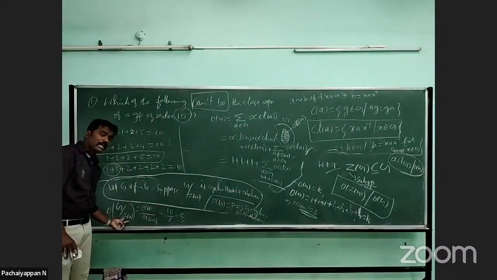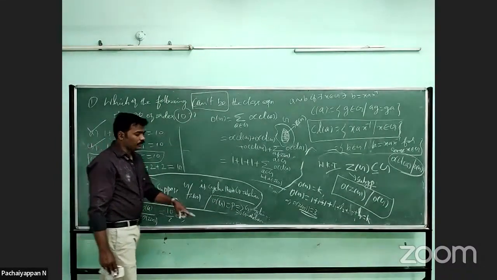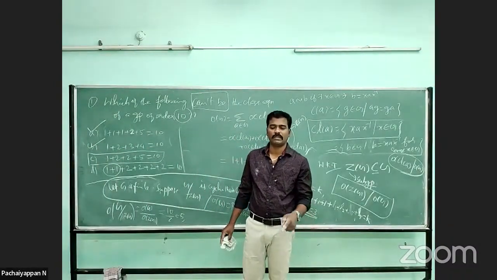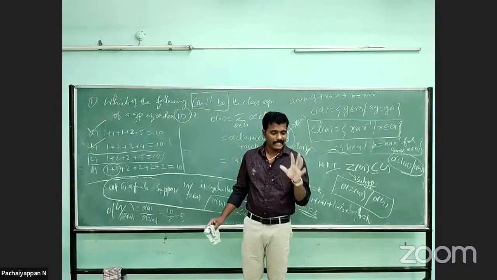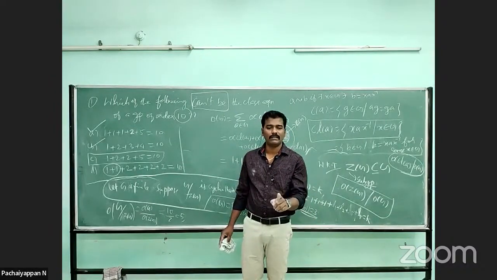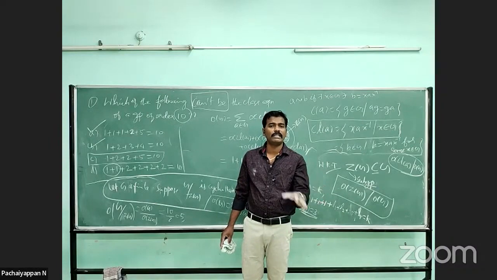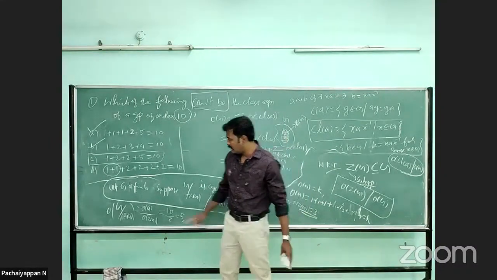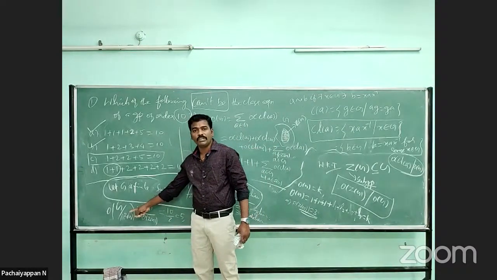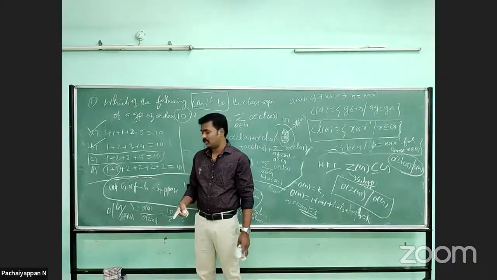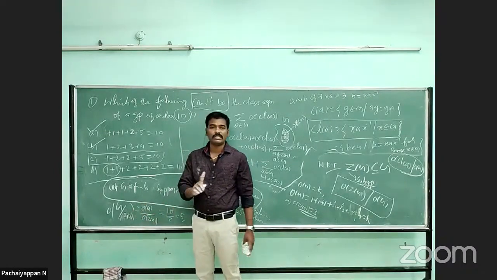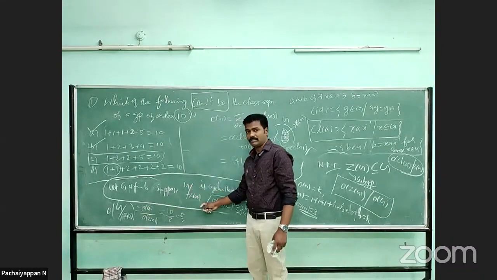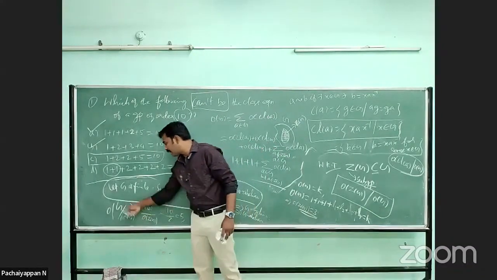Now, the center of G is a subgroup. When we write a quotient group, the subgroup should be normal. Otherwise, we can't write the quotient group. If H is a normal subgroup, then G mod H is a quotient group. Here, the center is a subgroup, we know. And another thing: the center is not only a subgroup, it is a normal subgroup. Therefore, we are able to define G mod center of G. This is a quotient group.